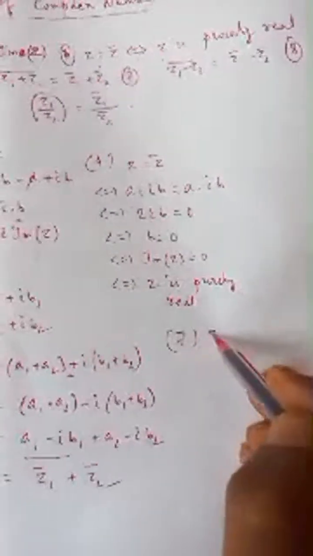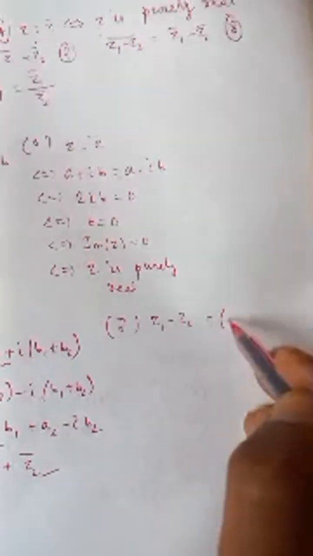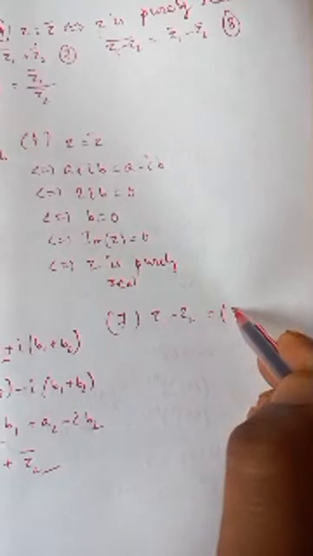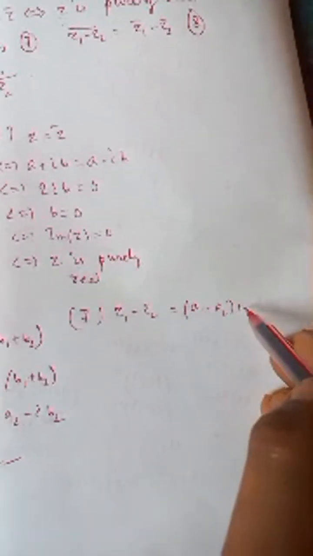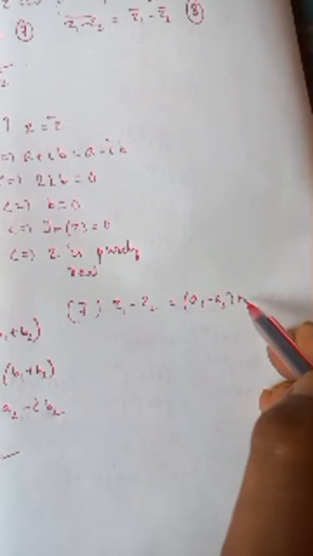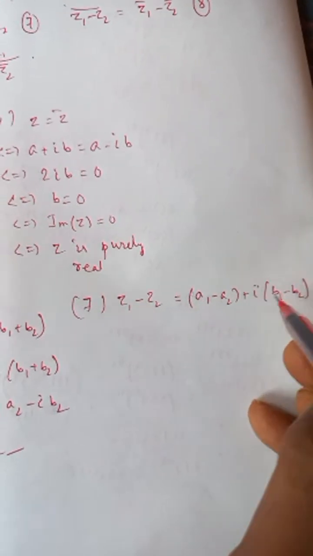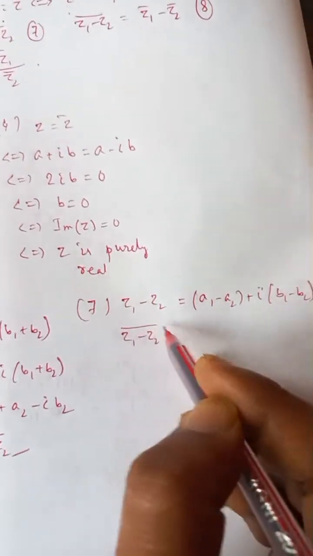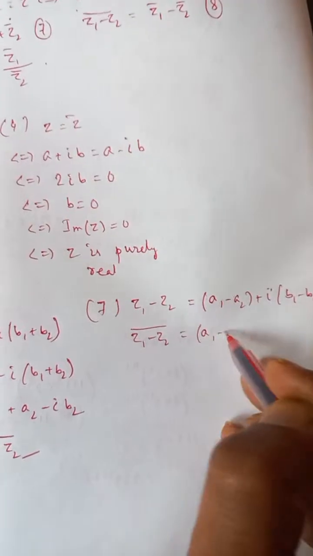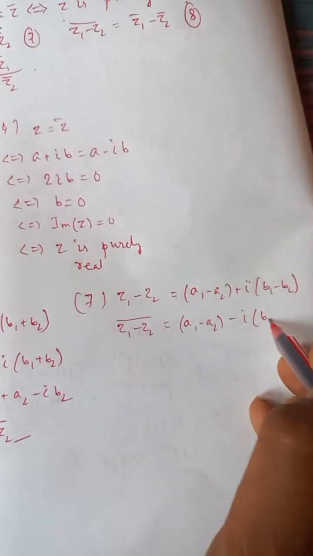So here z1 minus z2 is equal to subtraction of reals, a1 minus a2, plus iota times b1 minus b2. So its conjugate will be a1 minus a2 minus iota times b1 minus b2.